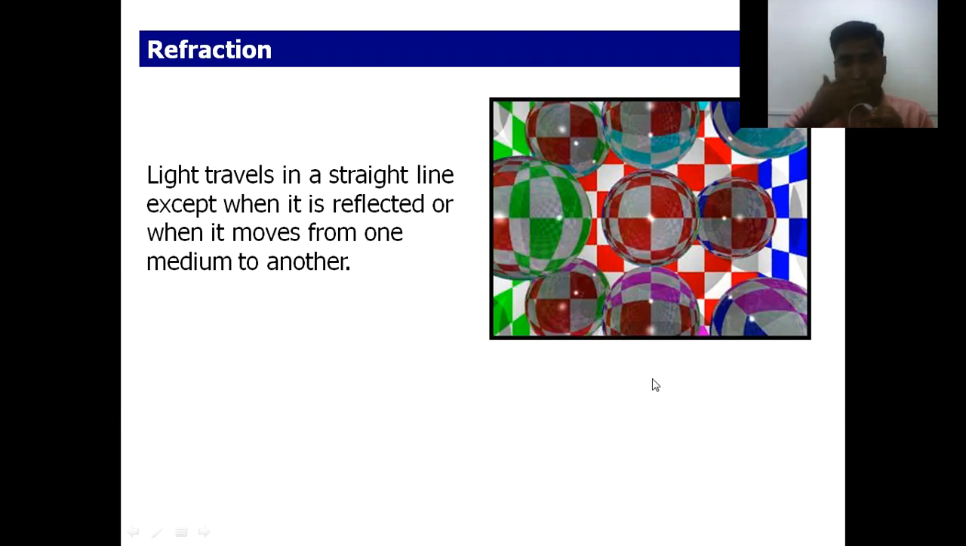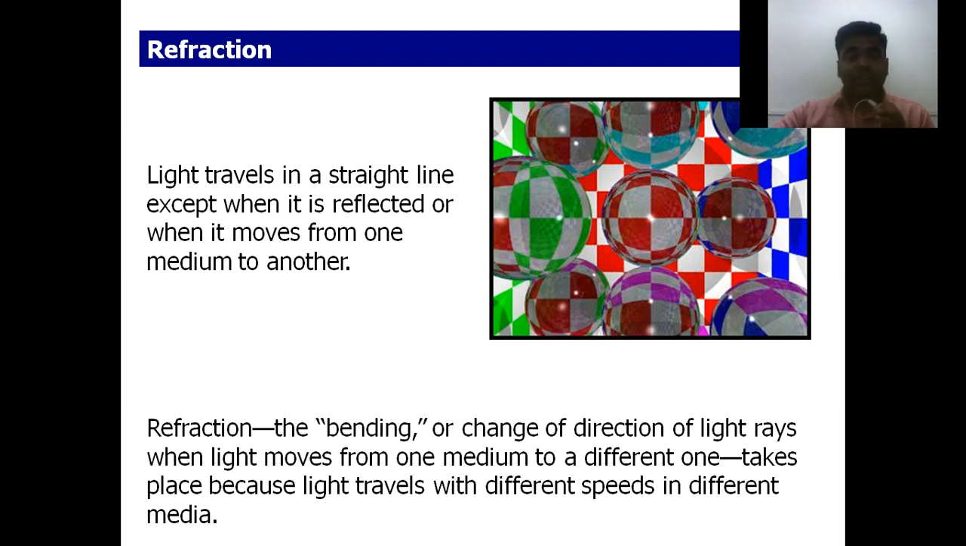The next one is refraction. What is refraction? Light travels in a straight line except when it is reflected, or when it moves from one medium to another. For example, in a water medium, the light will get reflected, and at the same time it will get refracted, passing through the water. Water is transparent, so the light will bend or change direction, based on the water medium.